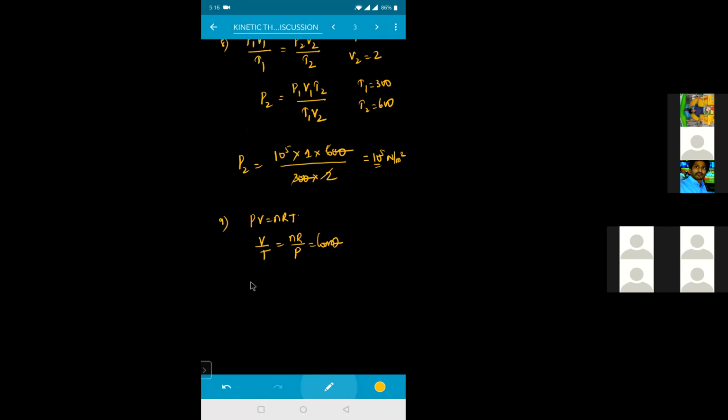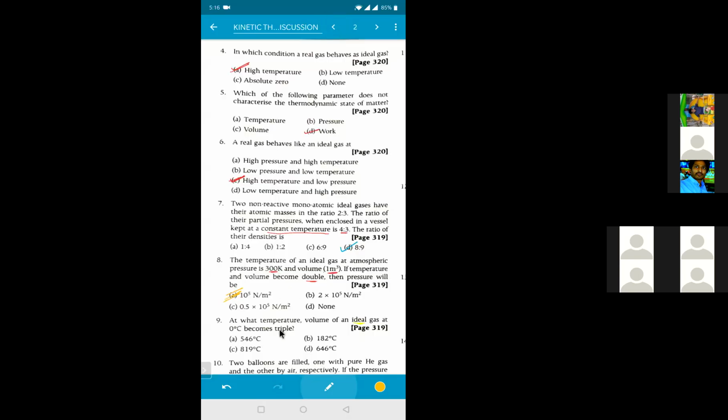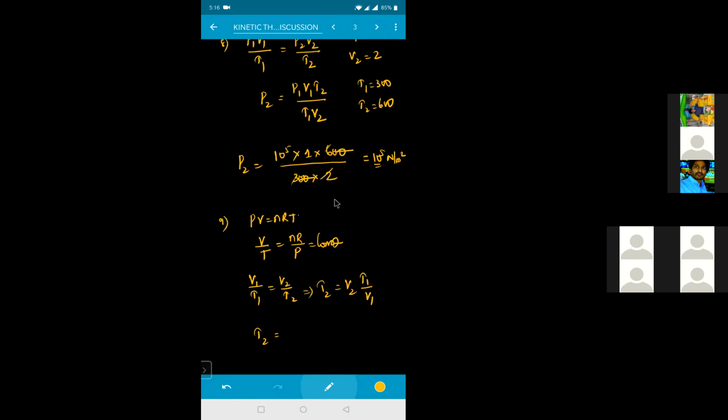So I can write the relation right now: V1 by T1 must be equal to V2 by T2. So obviously from this, I can write T2 equals V2 into T1 divided by V1. So T2 will become, V2 is how much for me? 3 times. It is asking me to become triple.